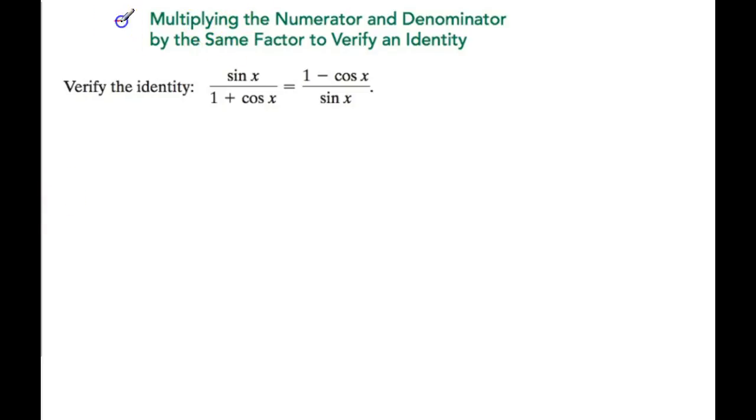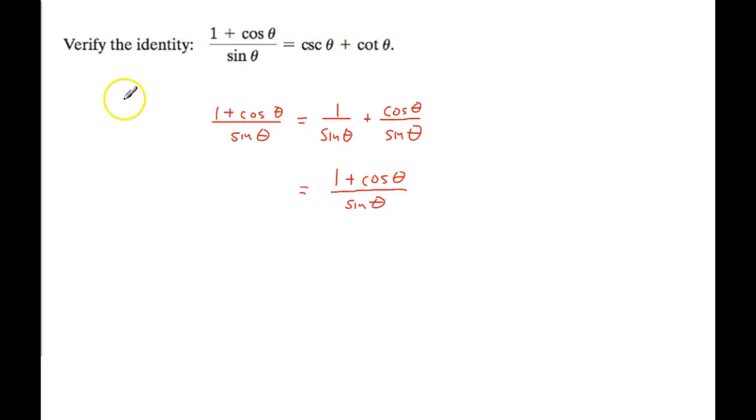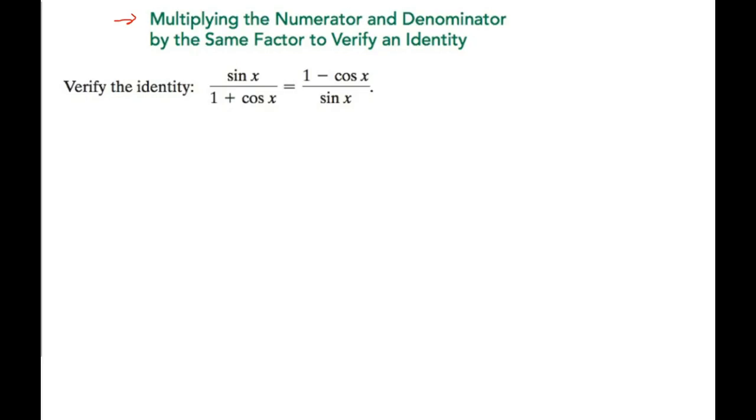This is a very common thing, multiplying numerator and denominator by the same factor in order to verify an identity. And again, notice everywhere on the left side we've got sines and cosines. Everywhere on the right we have sines and cosines. So what we've been doing, switching everything to sines and cosines, that's already done here. We don't have that luxury to do it this time. So let me show you what a very common thing to do in this case is. I'm going to multiply the top and bottom by the reciprocal of this denominator.